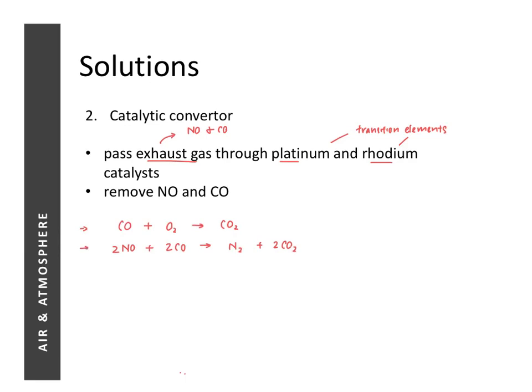Now, what these 2 equations show is that in the catalytic converter, your pollutant gases undergo reaction to form gases that are less harmful. I know for those of you who are sharper, you might say that CO2 itself is also a pollutant. It is a greenhouse gas. Yes, but the effects are not as severe as having CO in the environment. So the method here converts more harmful gases into less harmful ones.